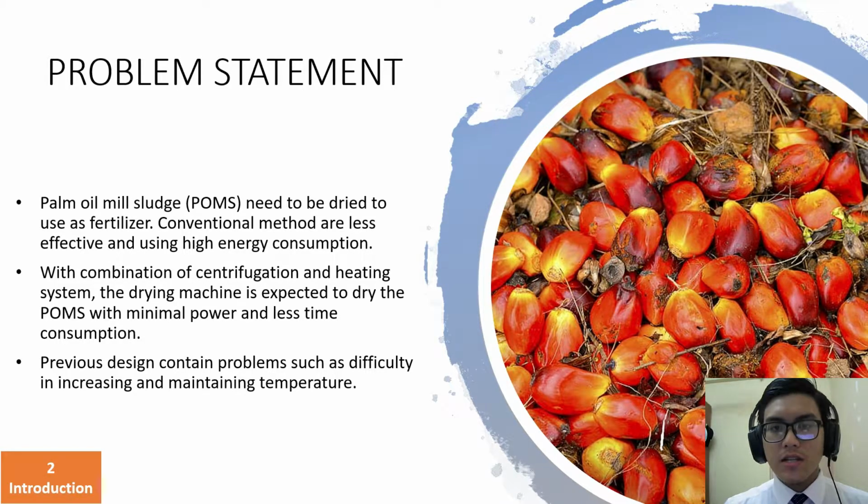The drying machine is equipped with a combination of centrifugation and heating system. The centrifugation method is very suitable to reduce the water content since the sludge is initially in the form of semi-solid and contains a large amount of water. As for the heating system, forced air convection is designed to increase the drying rate of the sludge. Previous designs contained problems such as difficulty in increasing and maintaining temperature.